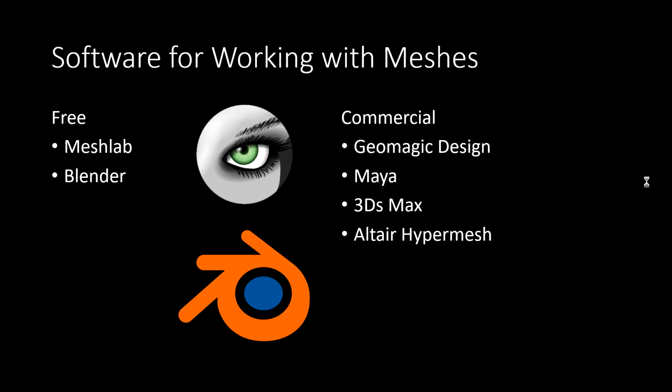On the commercial side, I really like Geomagic Design. It is technically a computer-aided design software, but it has a lot of really great tools for fixing up scanned meshes and can even be used to surface scan directly. Maya and 3ds Max are both part of the same package of softwares called Autodesk that has a lot of other 3D softwares as well. And those two specifically are more so, again, on the computer animation side of things. And then Altair HyperMesh, I believe, is just another computer-aided design program.